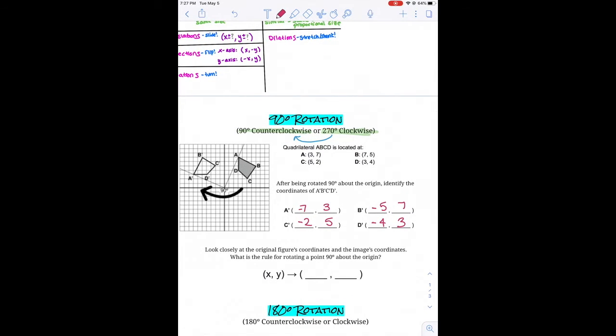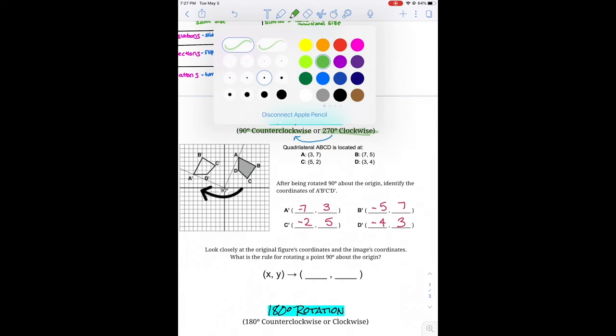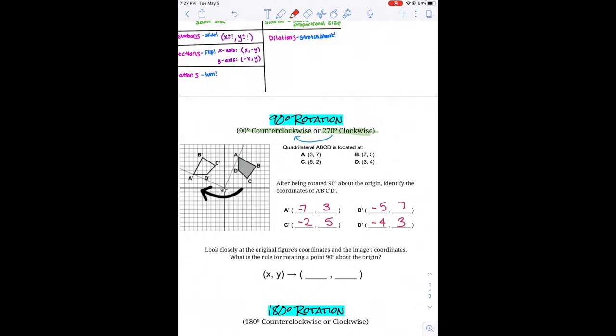Now here's where we're going to figure out a trick. Look closely at the original figure's coordinates and the image's coordinates. What rule or what pattern can you figure out? So basically if I look at A over here and I look at A prime over here, how could you go directly to the answer without graphing it? And then see if your rule applies to the other 3 points as well. Pause the video, take a second to think about it.